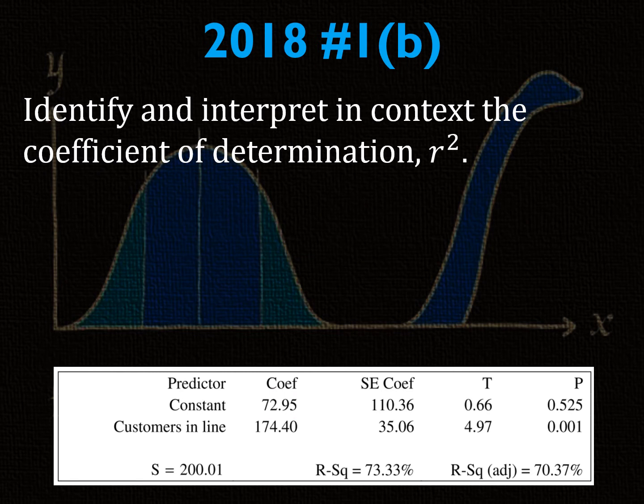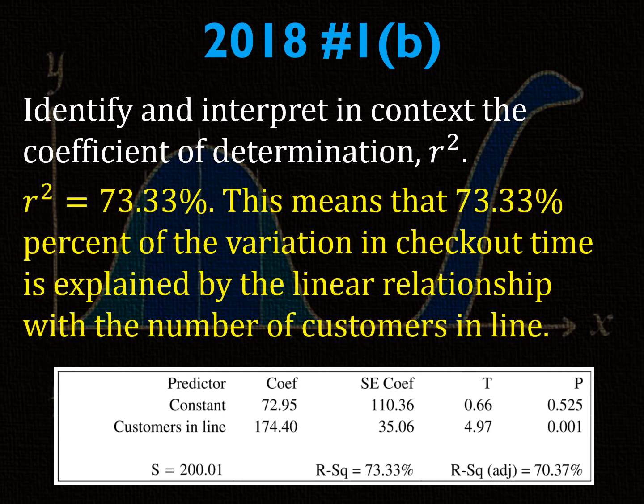B, identify and interpret in context the coefficient of determination, which is r squared. In previous years, they don't tell you what the r squared is. They pretend this wasn't here. And they would say, interpret the coefficient of determination. That'd be a lot harder. But here they told you what it was. So r squared is 73.33%.